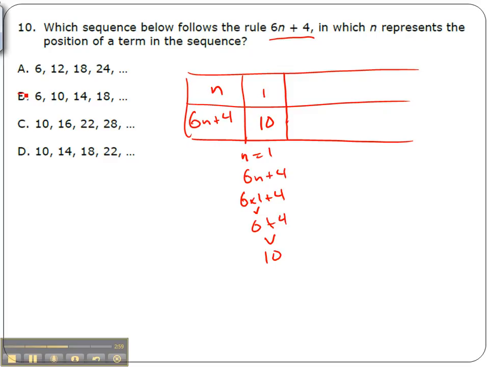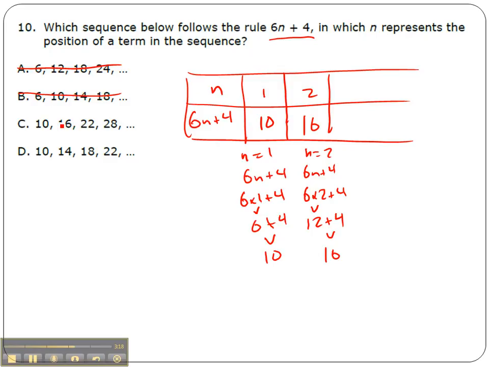So right away we can rule out answer choice A and B, because the first term in those sequences is not 10. For n equals 2, 6n plus 4 would be 6 times 2 plus 4, or 12 plus 4, 16. So the second term of the sequence should be 16. So answer choice C.